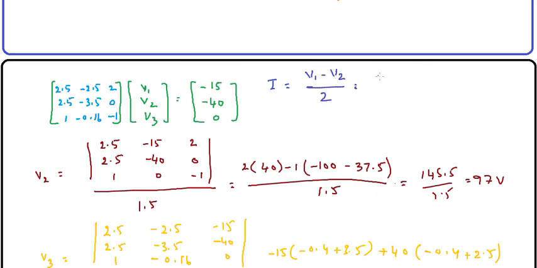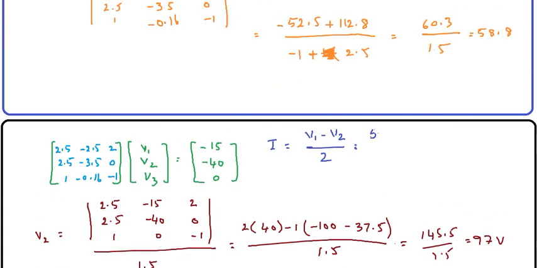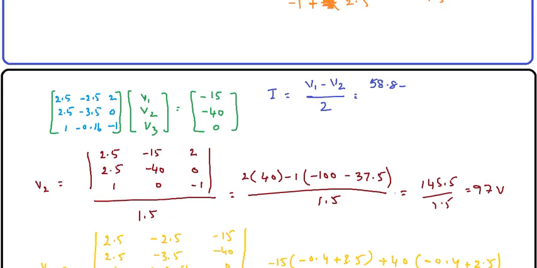So what is V1? 58.8 minus V2, 97, divided by 2, which is equal to 58.8 minus 97, that is minus 38.2, divided by 2 is equal to minus 19.1, so which is equal to minus 19.1 ampere. So this is the answer.